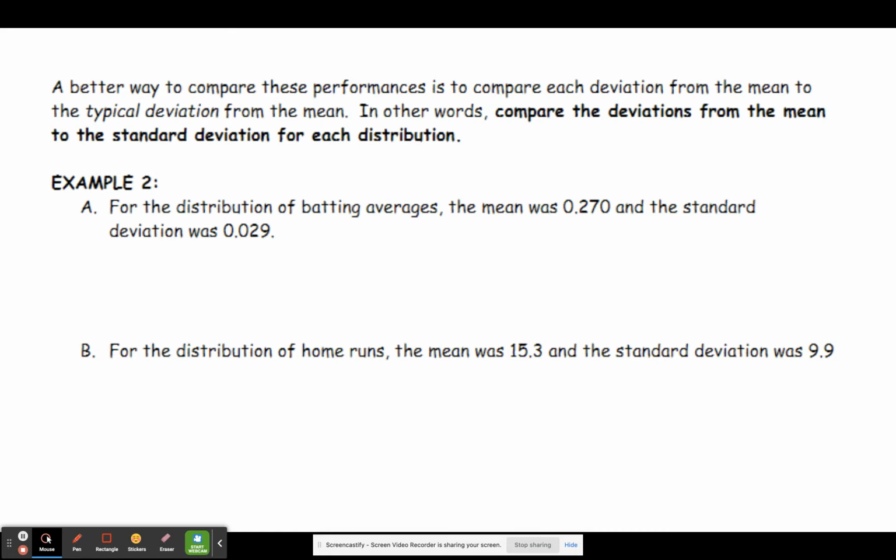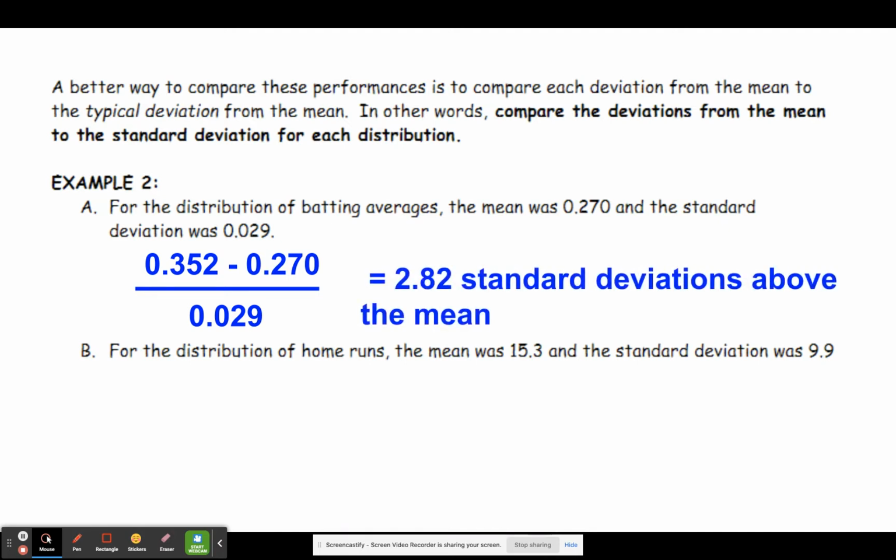For example, in 2009, for the distribution of batting averages, the mean was 0.270 and the standard deviation was 0.029. So if we take Ichiro's batting average, subtract the mean from it, and divide that by the standard deviation of 0.029, that tells us that he is 2.82 standard deviations above the mean.